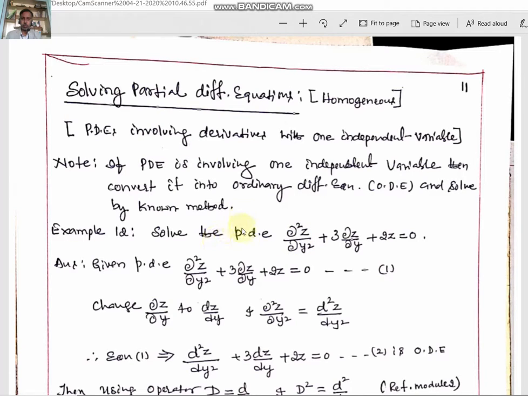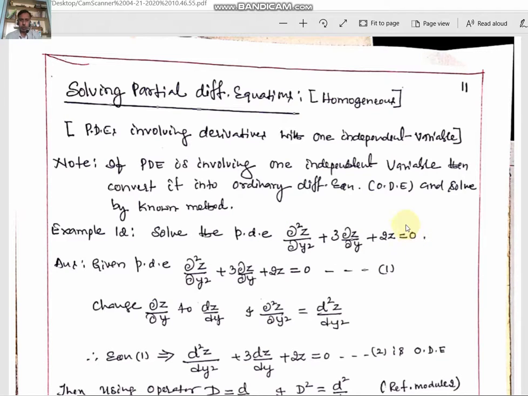Suppose there is an example: solve the PDE ∂²z/∂y² + 3 ∂z/∂y + 2z = 0. So this is called a homogeneous partial differential equation, because on the right-hand side there is no function, only 0, and it involves only one independent variable y. That is why this is known as a PDE of homogeneous type.